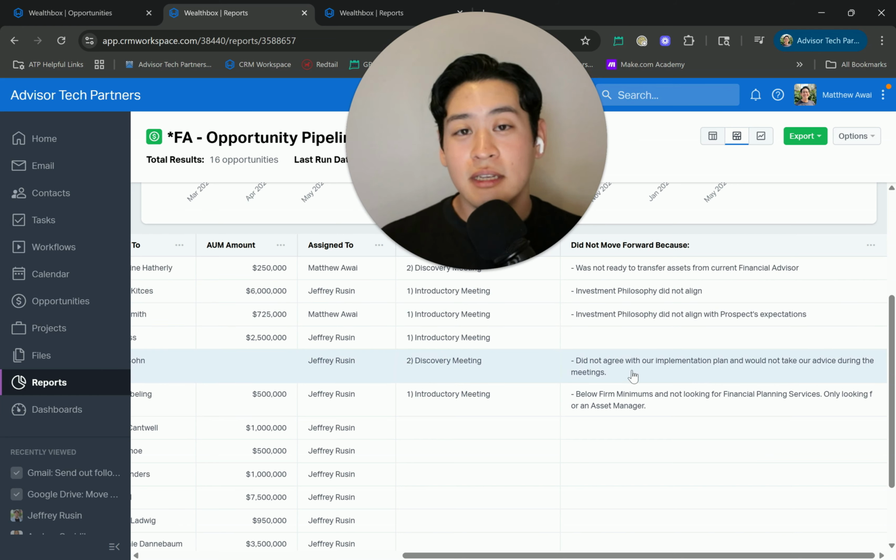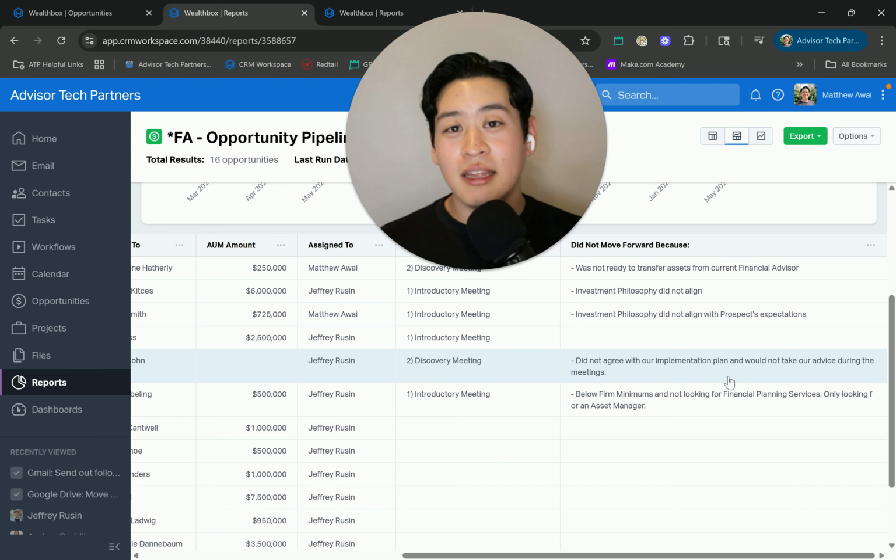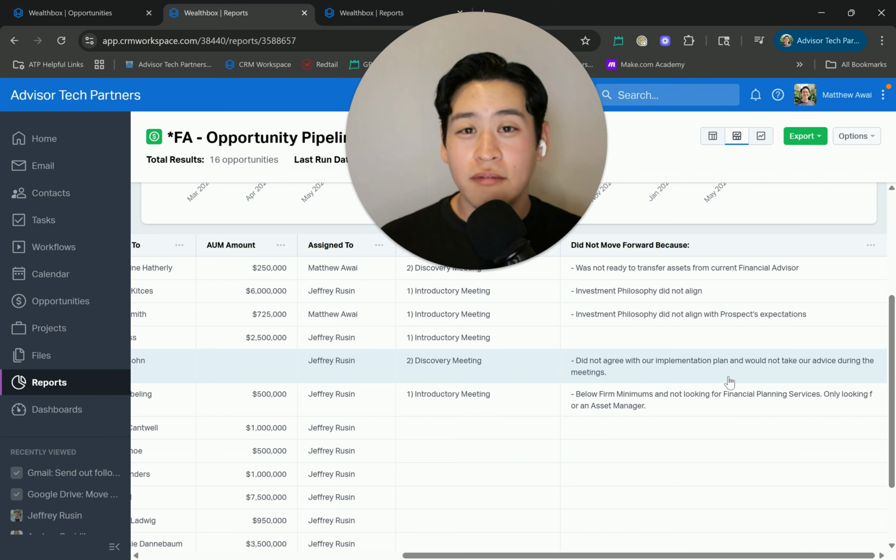Maybe they're a little bit more risky. Maybe your investment policy internally at the firm is just a little bit different from what they're looking for, and it just didn't align. We have a couple of other examples here. Maybe they did not agree to implement the plan, and they weren't really looking to take the advice that we were giving. That may be a huge red flag that you find as you start working with more and more prospects and as the volume gets higher. So these are definitely things to consider, and this can also give you some good information to see, all these people that are not qualified, where are they coming from? Where's the lead? Where is the source?